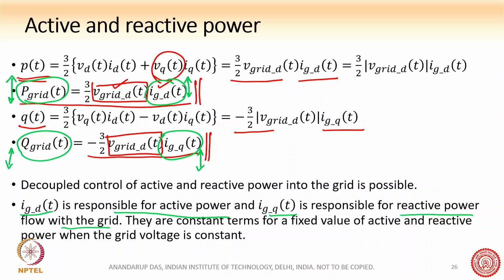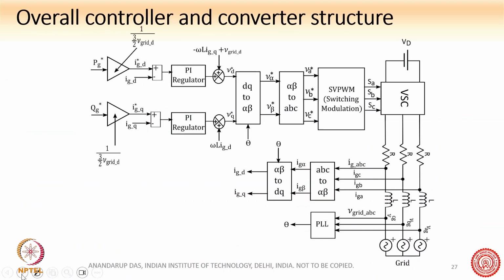This is a very important conclusion from the grid voltage vector control of the voltage source converter when you align the D axis with the grid voltage space vector. Based on this conclusion, we can see what the overall controller and converter structure is.